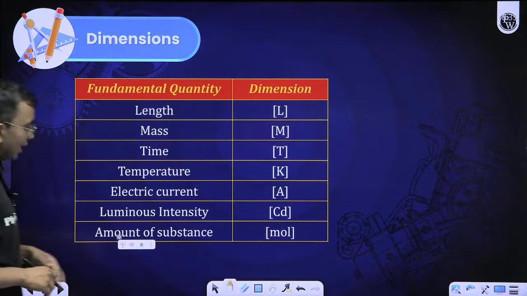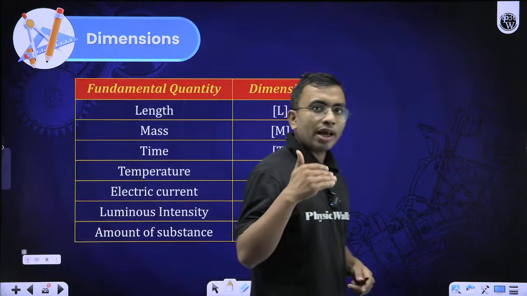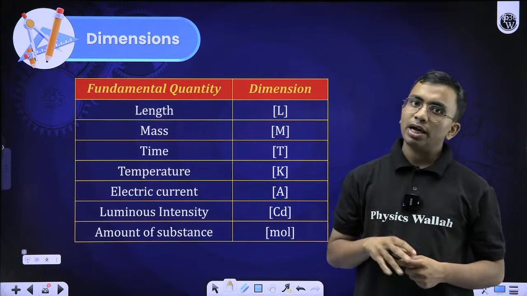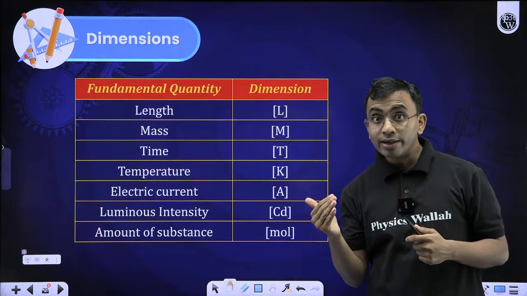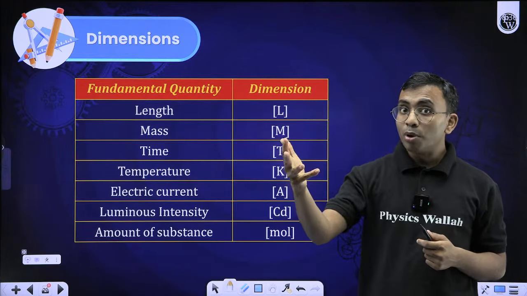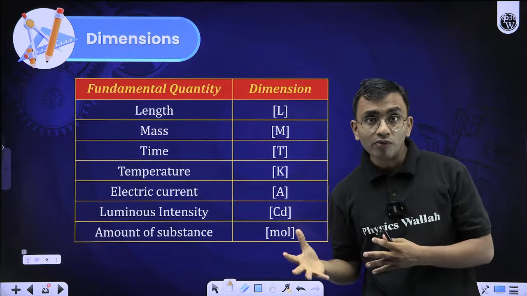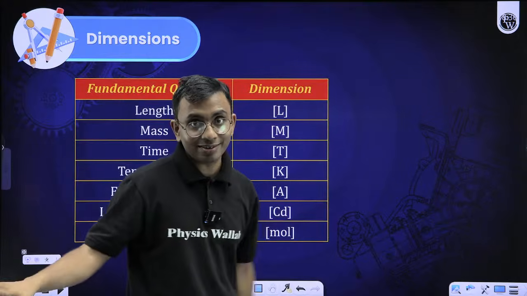Now, let us talk about dimensions. For every fundamental unit, I will define a dimension. When I write the dimensional formula of any physical quantity, I can see how that physical quantity is depending upon the fundamental quantities. That is the purpose of that.